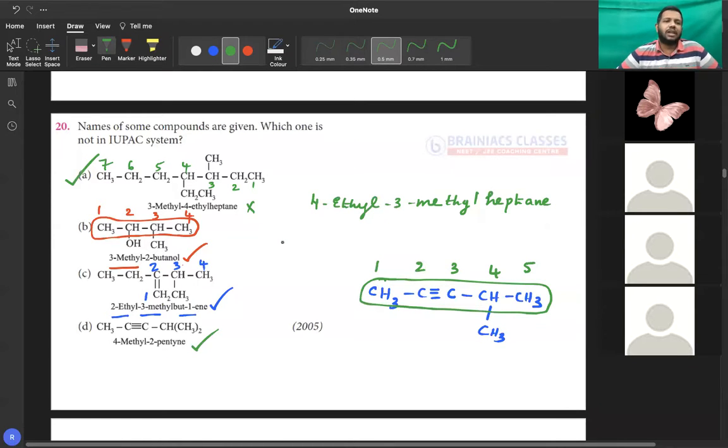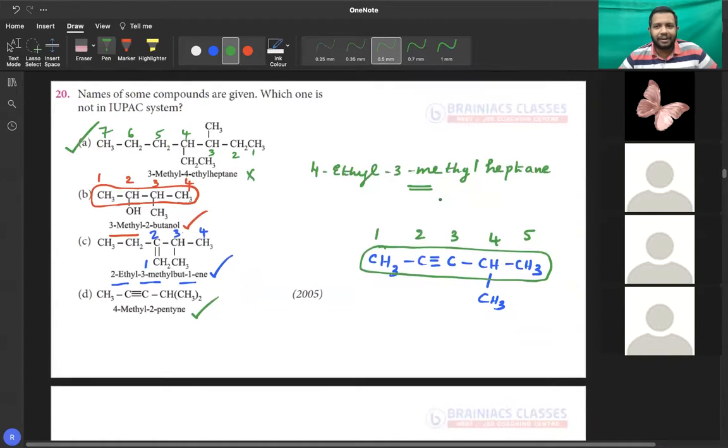So my answer is option A. Option A was given wrongly as per IUPAC. The correct way is this one. Is this clear for everyone? All of you? Yes, sir. Any doubt? Yes, sir. Okay, I hope there is no doubt. Feel free to ask, don't worry. It's all about learning, nothing else.